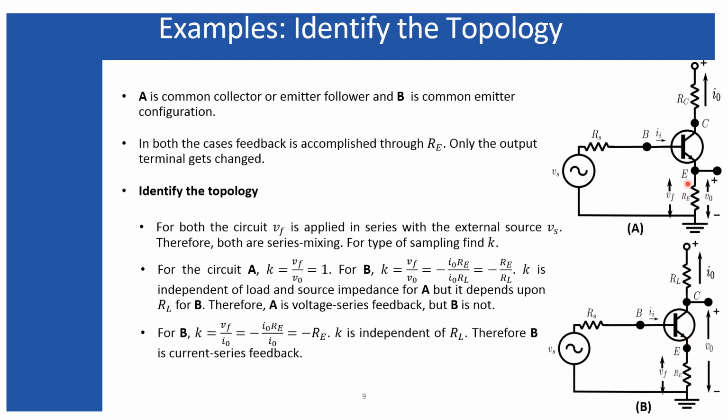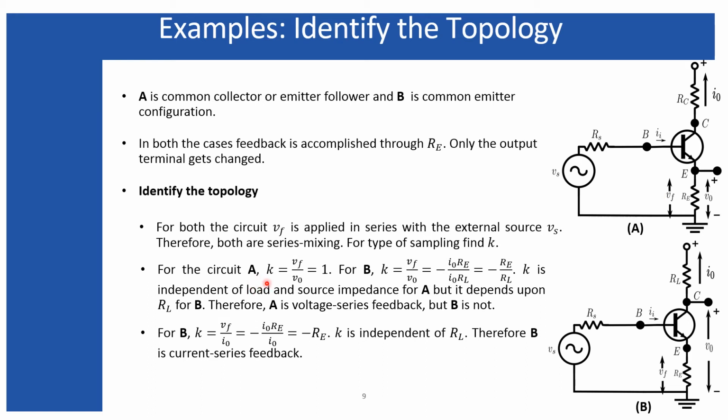We know the voltage across this emitter resistance is the feedback voltage that is being applied, and this feedback voltage appears in series with the input voltage. So in both of these circuits, the mixing takes place in a series type, but whether they are voltage series or current series, we have to find out. That can be found easily by defining the feedback factor, because the feedback factor must be independent of the load impedance as well as the source impedance. This rule I defined at the very beginning of this lecture.